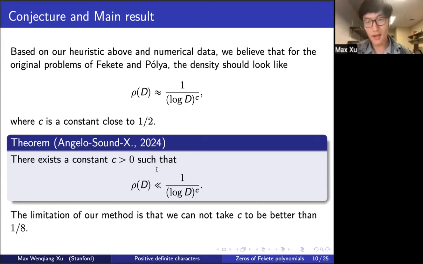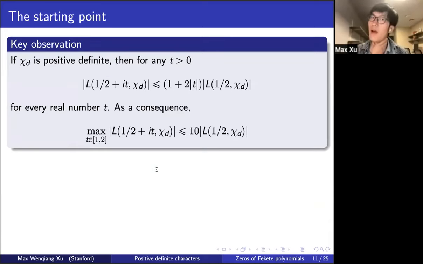Okay, that's the main result. Now I want to move to the starting point. The key observation is the following, which is quite simple but very useful. Suppose chi_d is positive definite, then you can observe that the size of L(1/2 + it, chi_d) is bounded by L(1/2, chi_d) up to a constant factor, and this is true for any t. As a consequence, the maximum over t in an interval will be bounded by, for example, 10 times L(1/2, chi_d). So you compare the local maximum of the L-function on the critical line in short intervals to the center value.